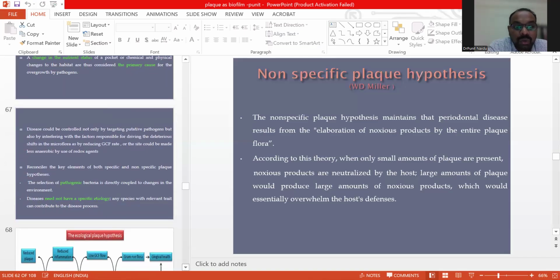Disease could be controlled not only by targeting putative pathogens, but also by interfering with factors responsible for driving the deleterious shifts in the microflora, by reducing GCF rate, or the site could be made less anaerobic by use of redox agents. The key element of both the specific and non-specific plaque hypotheses is that the selection of pathogenic bacteria is directly coupled to changes in the environment. Diseases need not have a specific etiology. Any species with a relevant trait can contribute to the disease process.